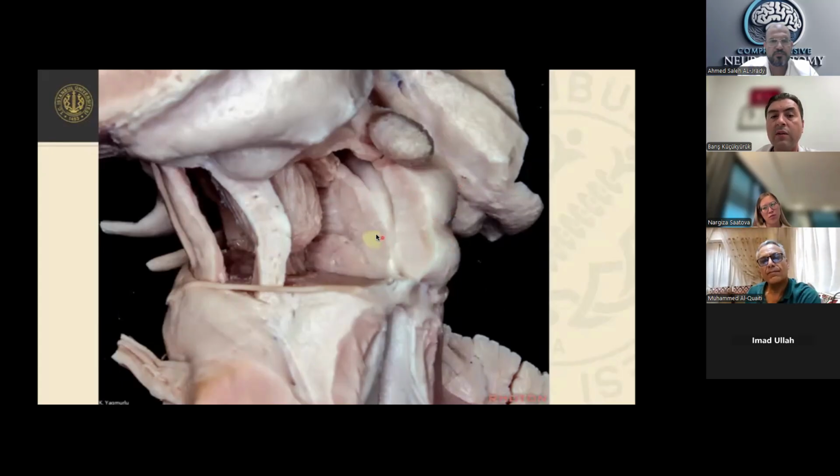And now we're going to see this yellow shaded area, which is the trochlear nucleus at the level of the inferior colliculus. So the left superior and inferior colliculi are removed to see this nucleus. And then the trochlear nerve exits just beneath the inferior colliculus. This is the right trochlear nerve here and the left trochlear nerve here, and it goes around the brainstem to reach the anterior margin of the pons.